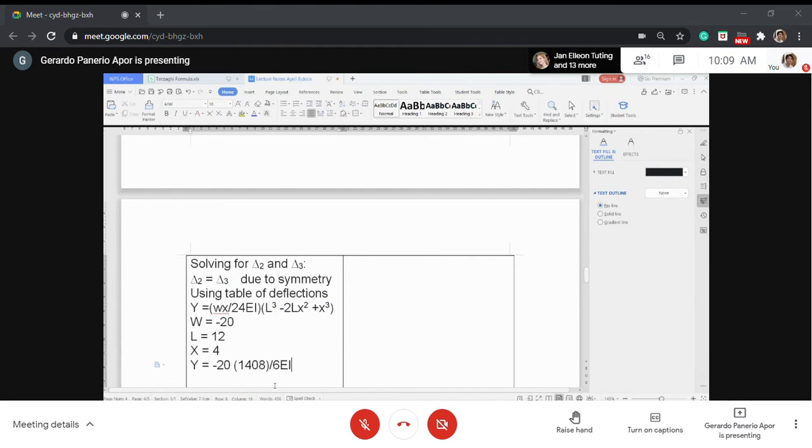So 20 times 1408 is 28160. So this is 28160. Okay, 28160 divided by 6 EI. That's the y. That's the y at 2, or simply delta 2.